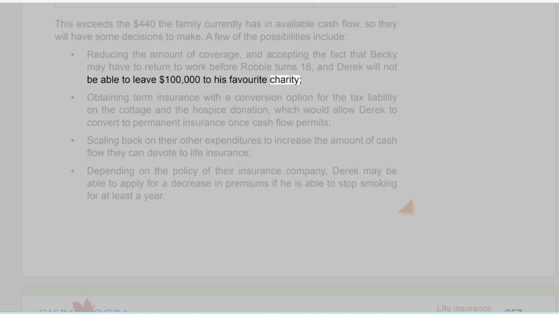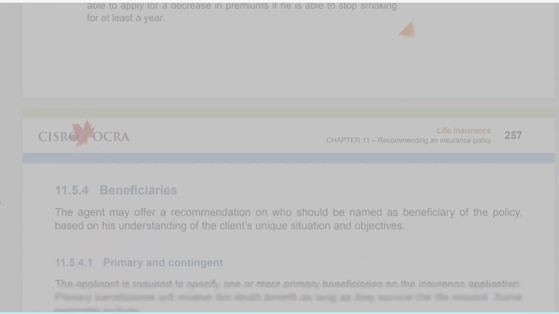his favorite charity. Obtaining term insurance with a conversion option for the tax liability on the cottage and the hospice donation, which would allow Derek to convert to permanent insurance once cash flow permits. Scaling back on their other expenditures to increase the amount of cash flow they can devote to life insurance. Depending on the policy of their insurance company, Derek may be able to apply for a decrease in premiums if he is able to stop smoking for at least a year.